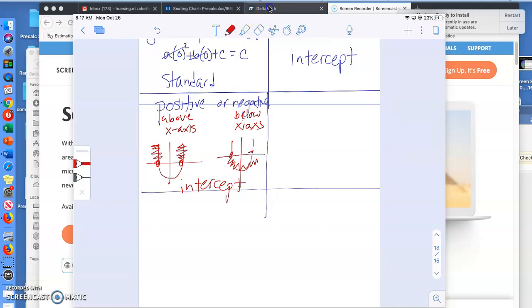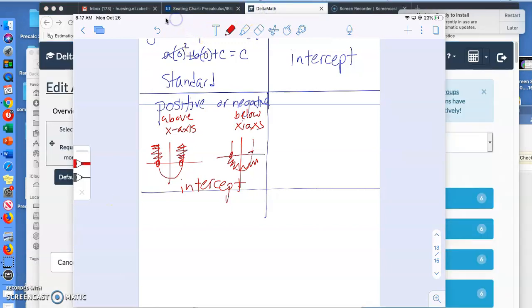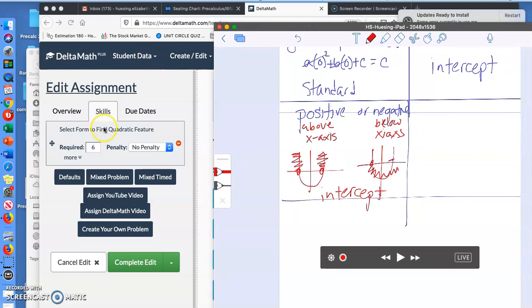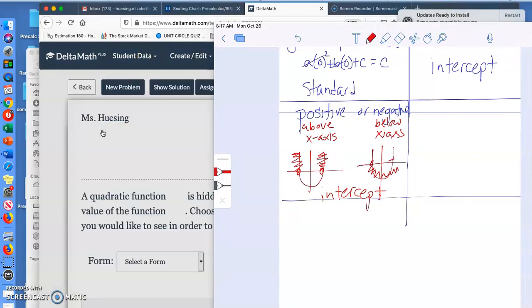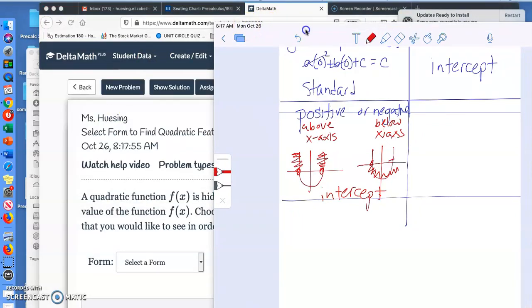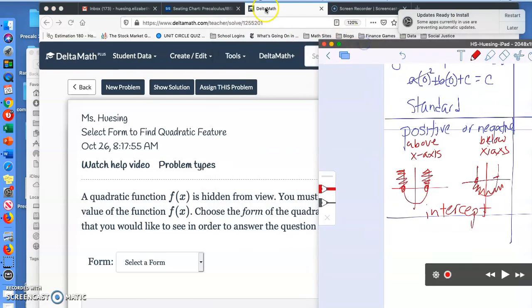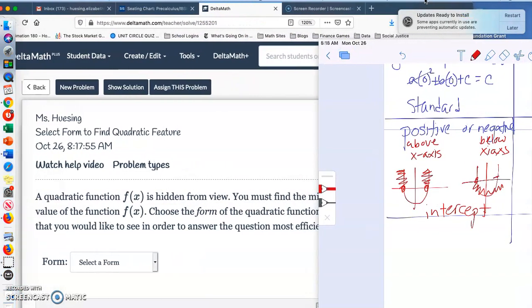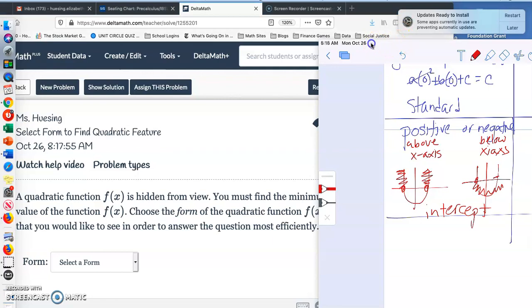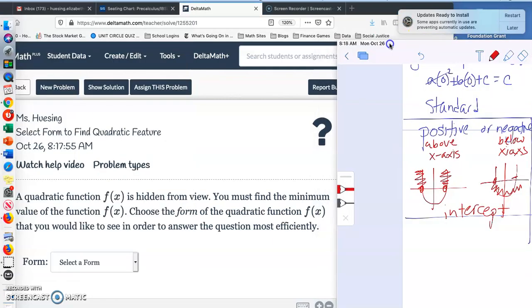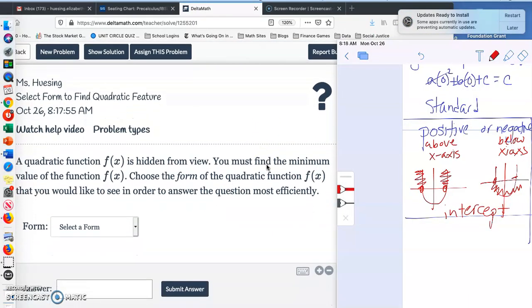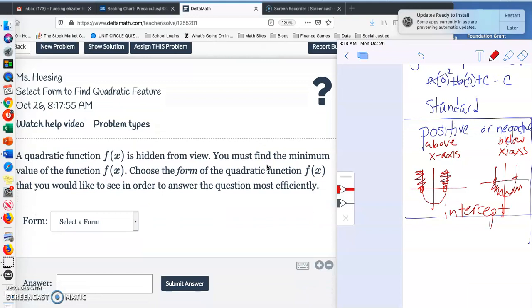So we're going to take a look at a couple of these here and see if we can figure out when to use it. So what your assignment here, I want to make sure we're kind of clear with this. Hopefully you can see this here. A quadratic is hidden from view. You must find the minimum value of the function. Choose the form you want. So we're looking for here the minimum.